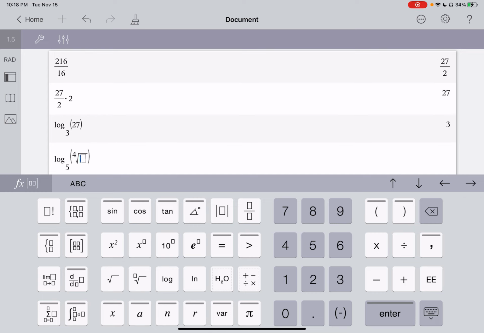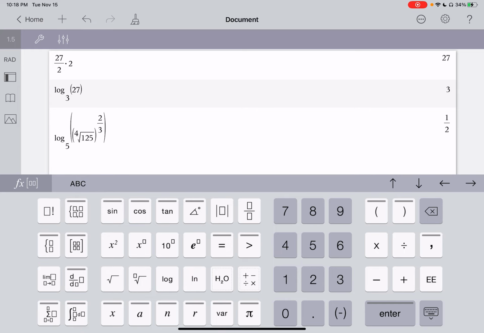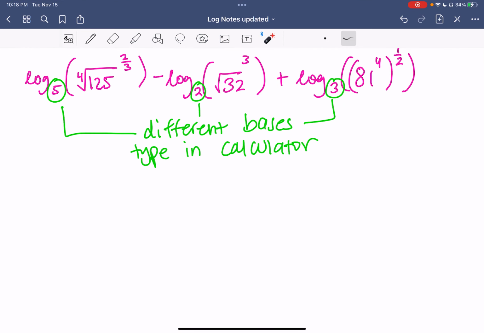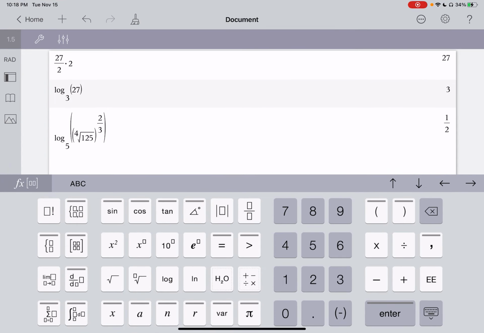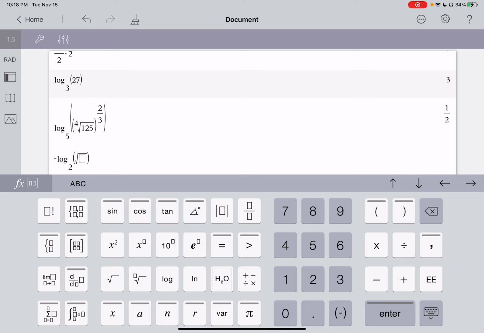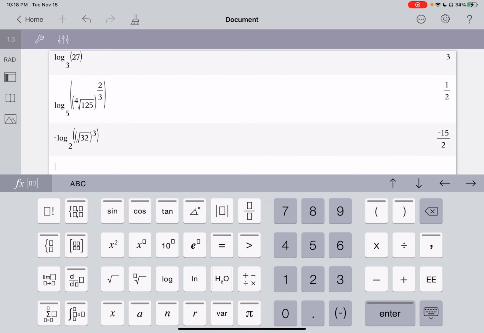4th root of 125, and this is all to the power of 2/3. So that gives me 1/2. So for this first part, I have 1/2. Okay. Then the next part, I have negative log base 2 of the square root of 32, all cubed. And that gives me negative 15 over 2.